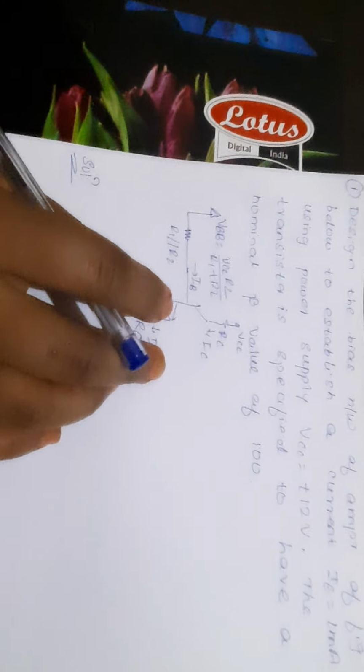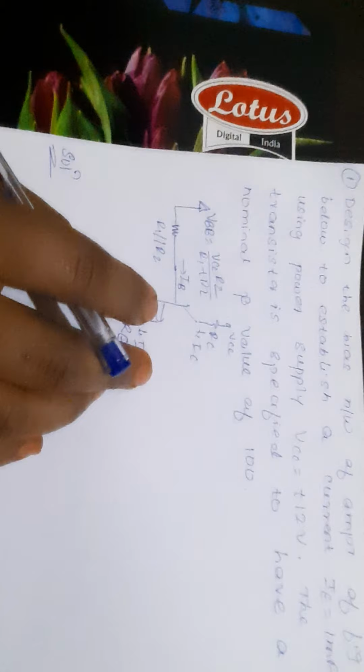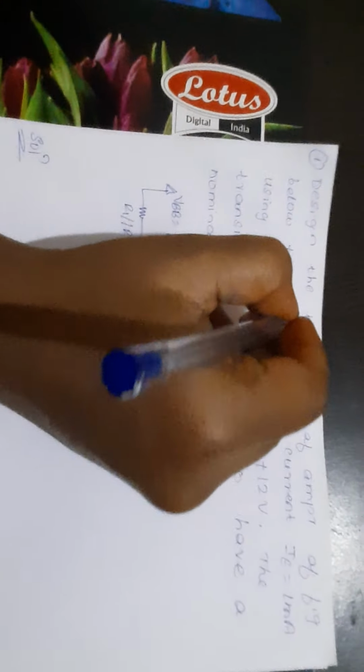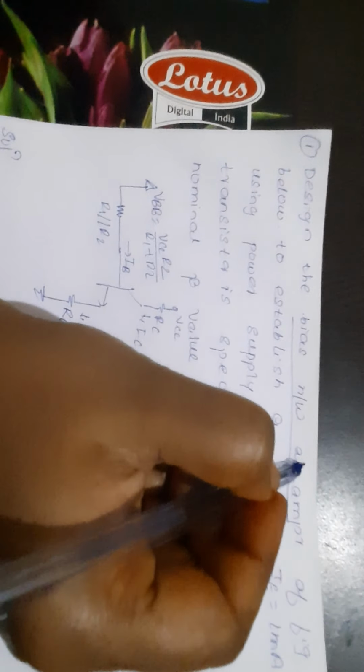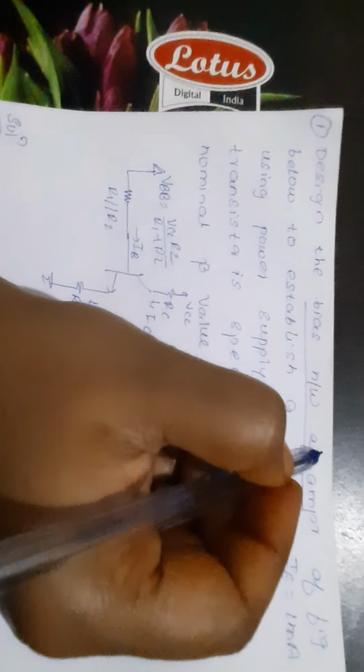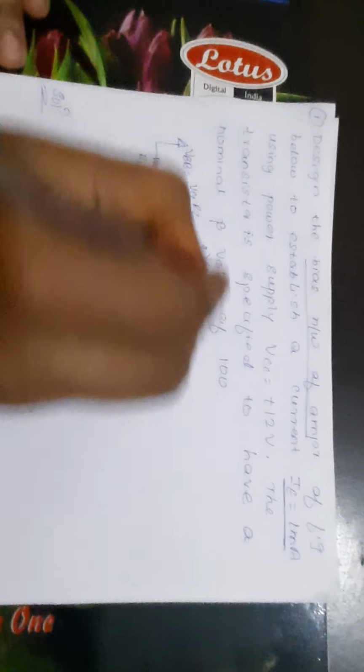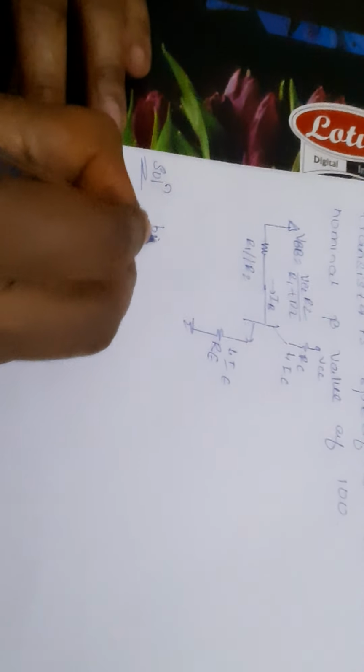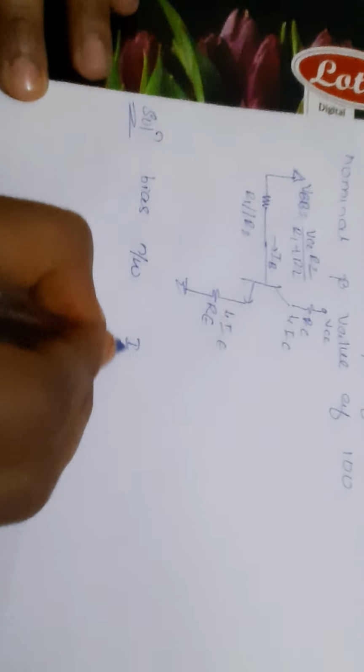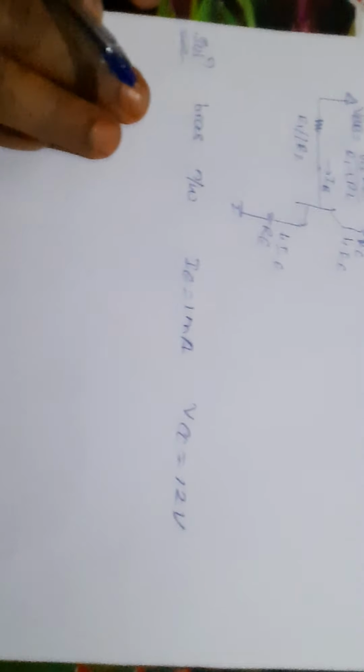We wish to design the bias network of the amplifier. Now we have to know what they are saying. To establish a current IE as 1 milliamp using power supply VCC, we have to design the bias network. Given data is IE as 1 milliamp and VCC as 12 volt. This transistor is specified a nominal value of beta as 100.